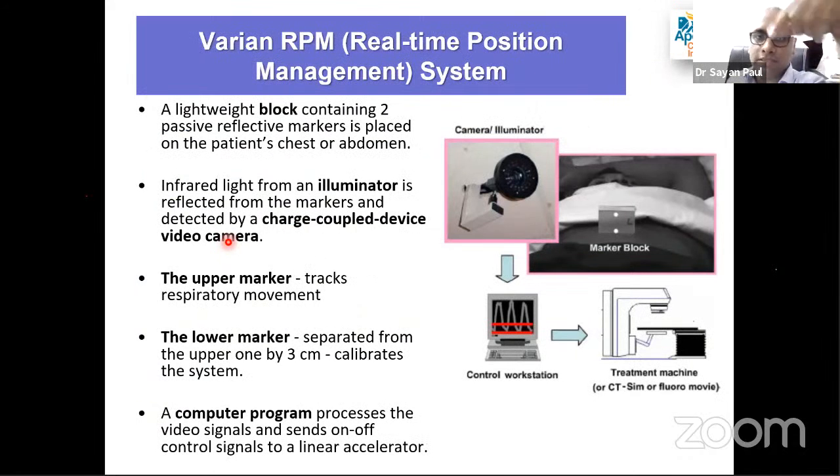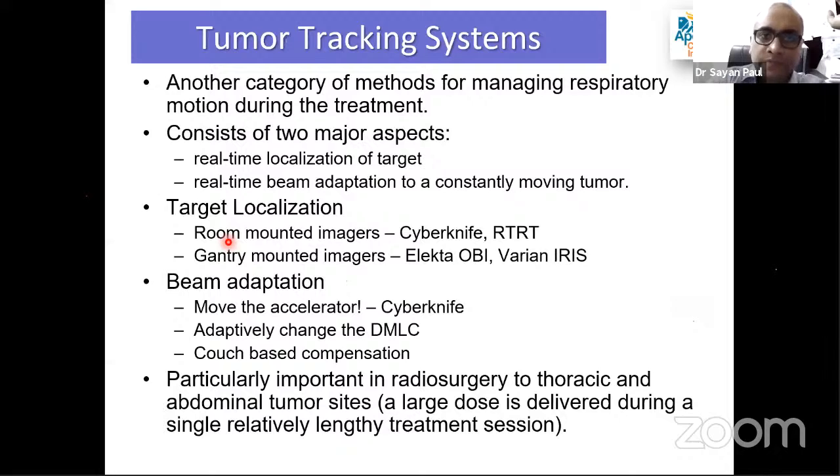I already told there is a camera or illuminator. There is a marker block placed on the abdomen or at the diaphragm of the patient, and it tracks the movements and gives the information to the machine, gives the breathing pattern, and you tell the machine, I want to treat the patient in this window, and you plan accordingly, and in that window only the treatment will be delivered. The last one is a tumor tracking system.